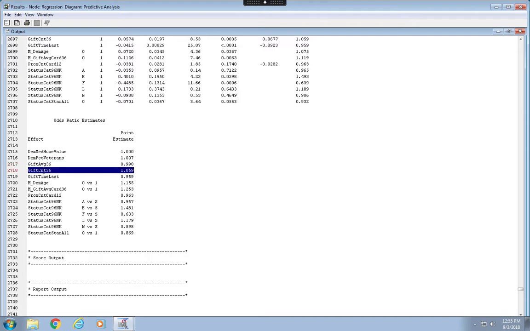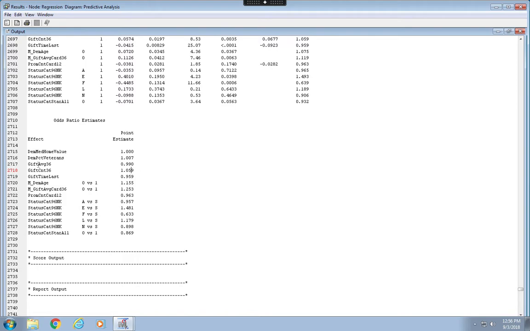Similarly, you can interpret this one. Gift count 36. The odds ratio estimate equals 1.059. What does that mean? It means for each additional dollar, this is not about dollar, this is frequency. For each additional donation in the past 36 months, the odds of donation during the campaign period change by a factor of 1.059. Means the odds ratio increases by 5.9%.